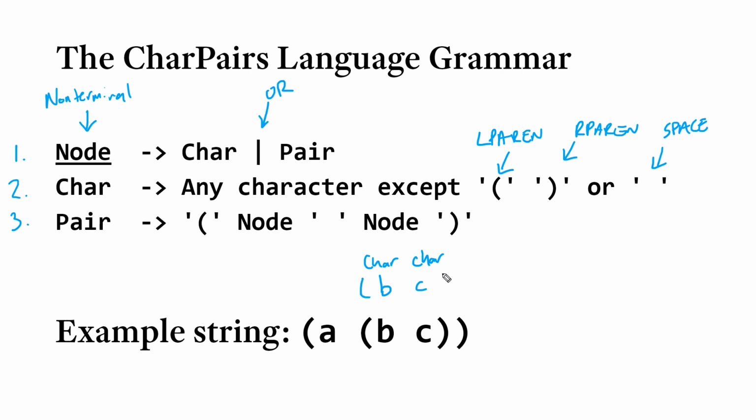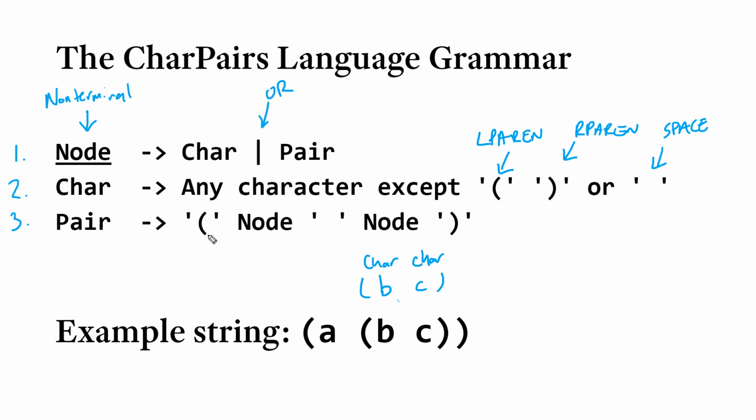But what if we surrounded these in parentheses and added a space between them? Well, then when we say, okay, we're looking for a node, what are we going to have next? Are we going to have a char or a pair? So we look at the very first token that we see, right? And that token is an open parenthesis. So we know we don't have a char. And it turns out the definition of pair does begin with an open parenthesis.